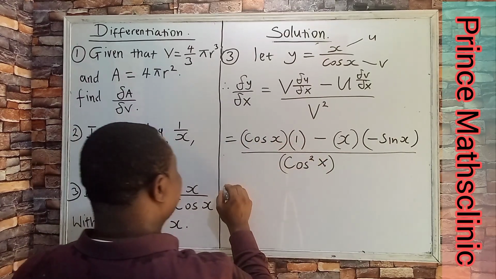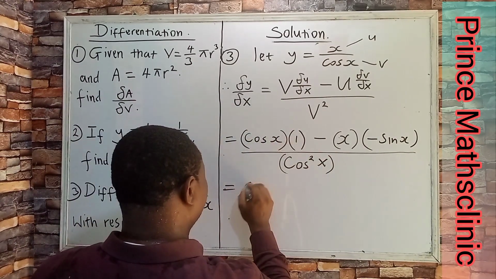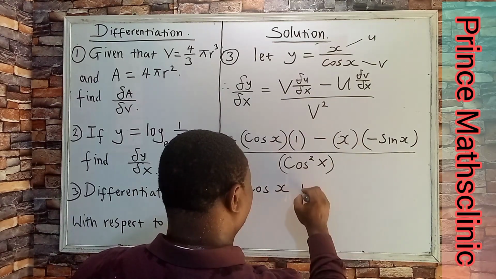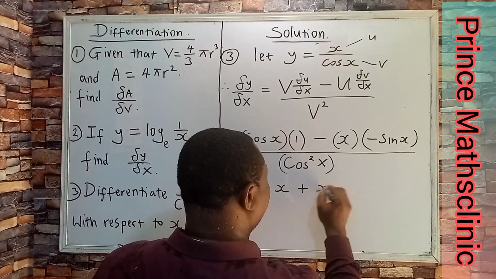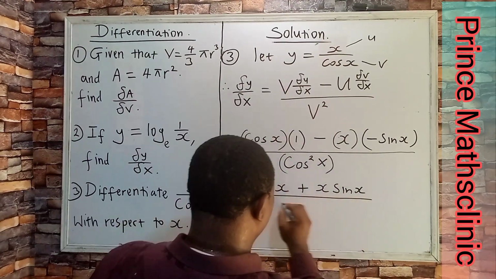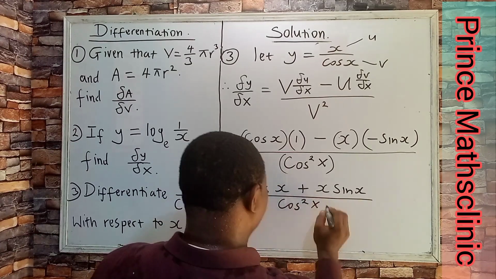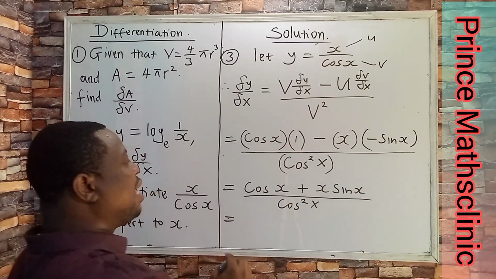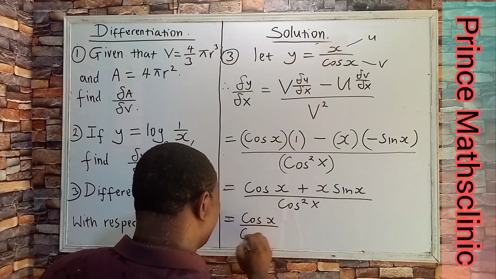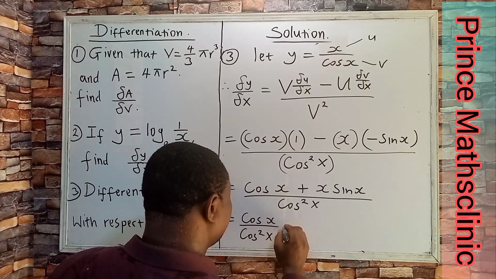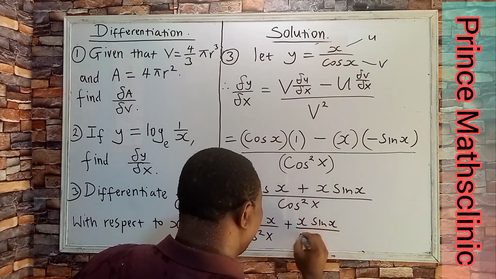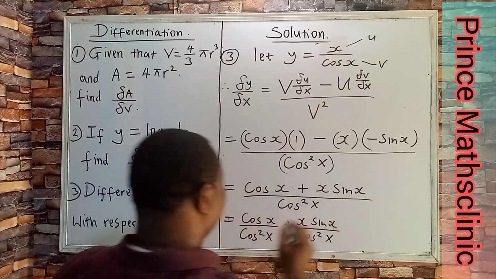So let us further simplify. Cosine x times 1 gives us cosine x. Minus times minus gives us plus. So here you have x sine x all over cosine squared x. So you can further simplify. Then I will divide every term here by cosine squared x: cosine x over cosine squared x plus x sine x over cosine squared x.